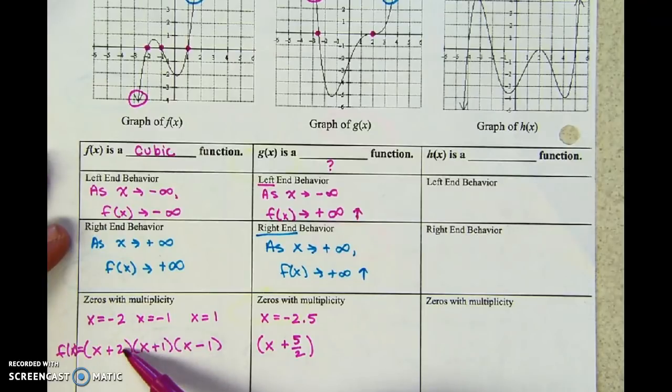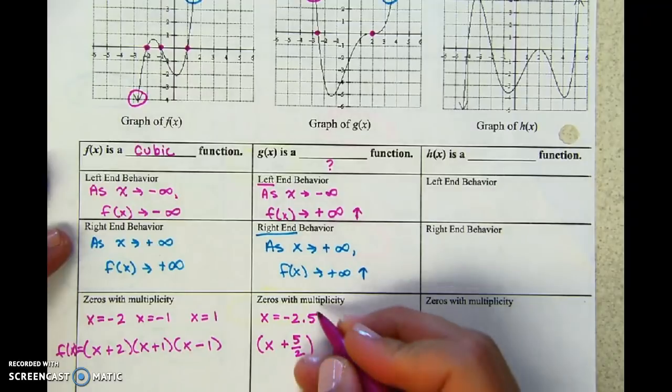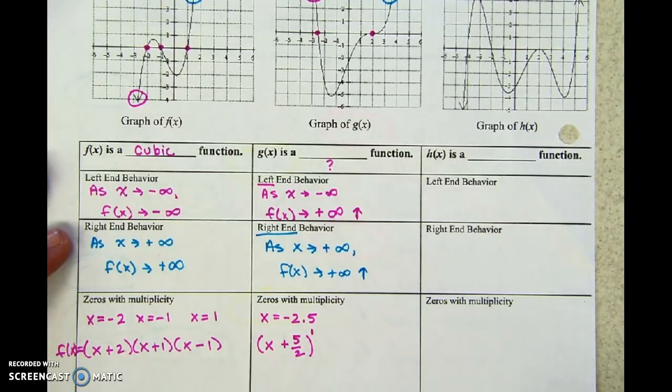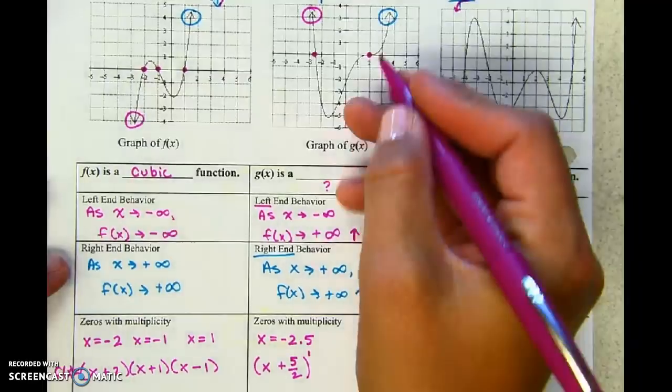So opposite sign, opposite sign, opposite sign. So this has a multiplicity of 1, a little power of 1 there. Okay, let's look at this 0. X equals 2.